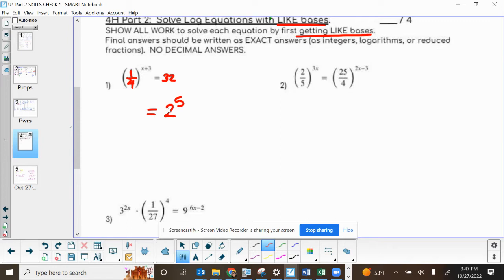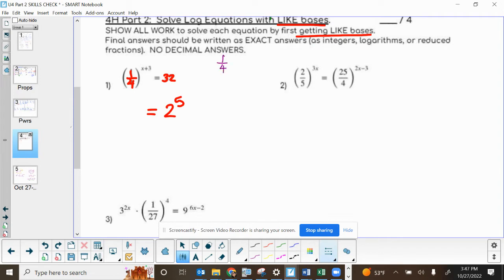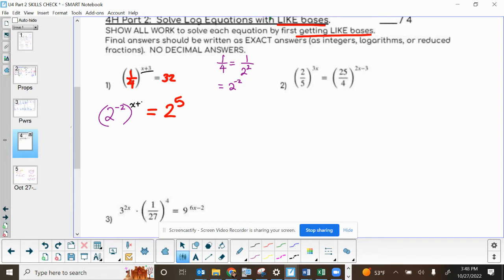But for the 1/4, remember that 1/4, I'm just going to write this to the side here. 1/4 is the same as 1/2 squared. But if I want to move it over the fraction line, I can do that with a negative exponent. So that's going to be the same as 2 to the negative 2. So I'm going to replace this 1/4 with a 2 to the negative 2, but I still have this outside of there, exponent of x plus 3.